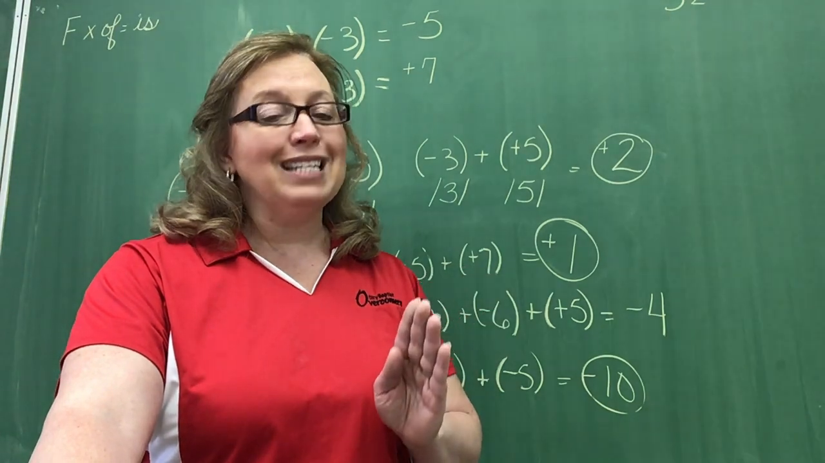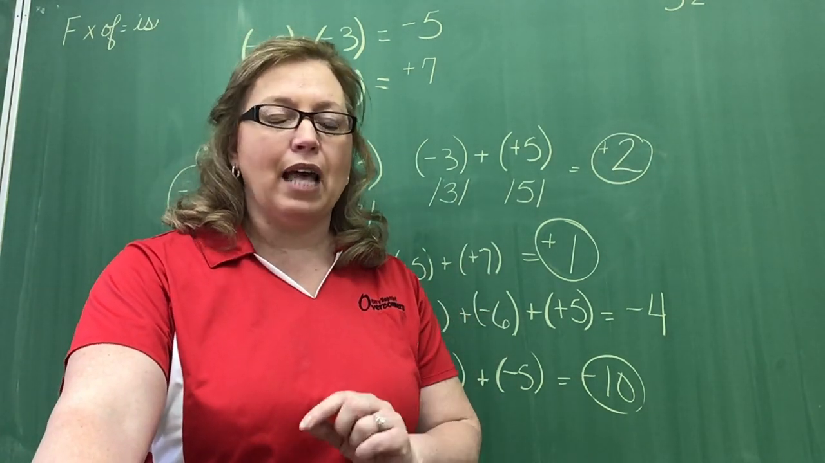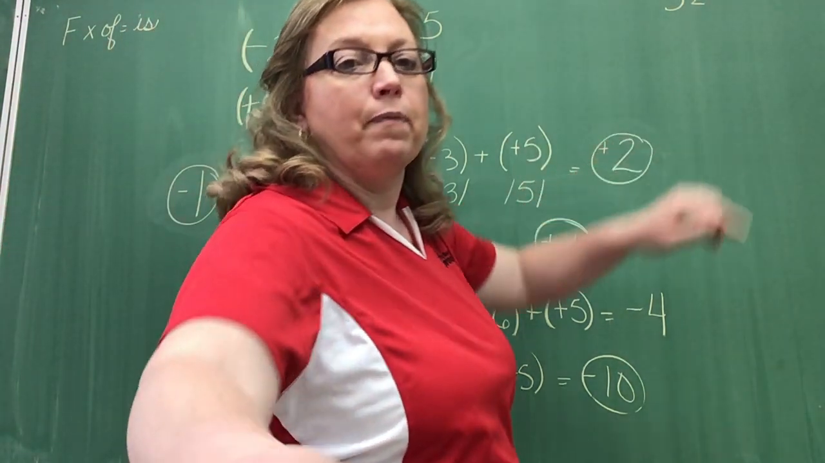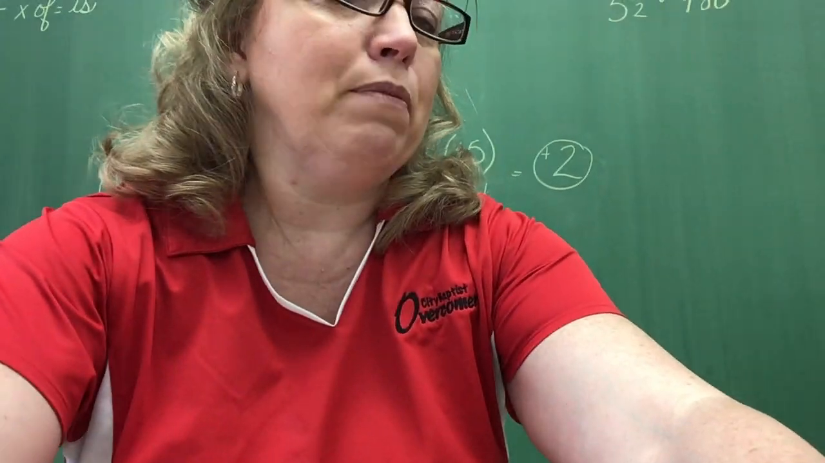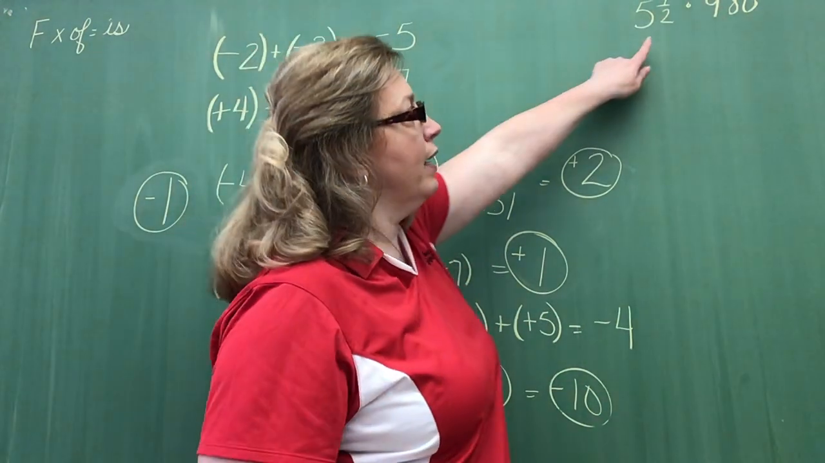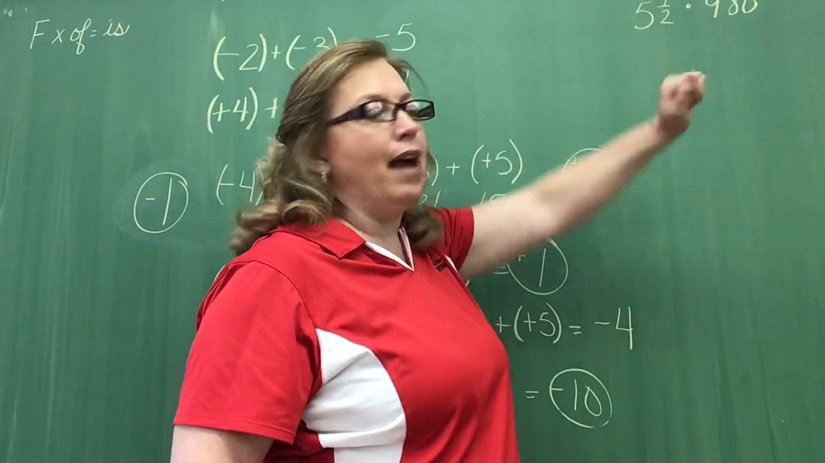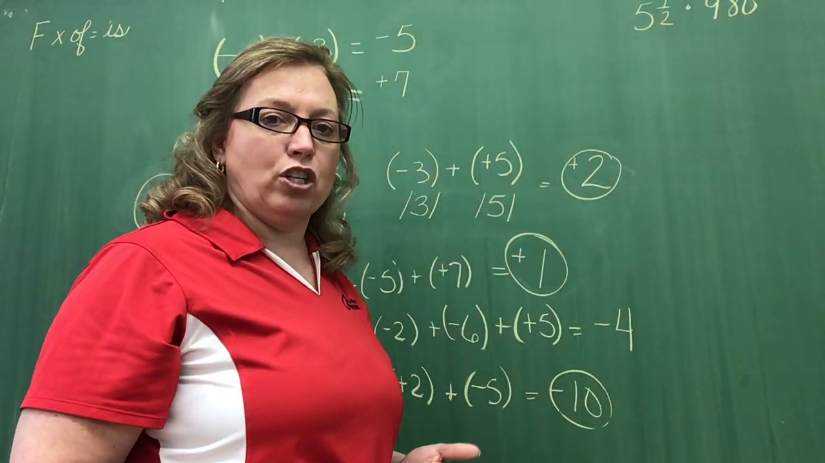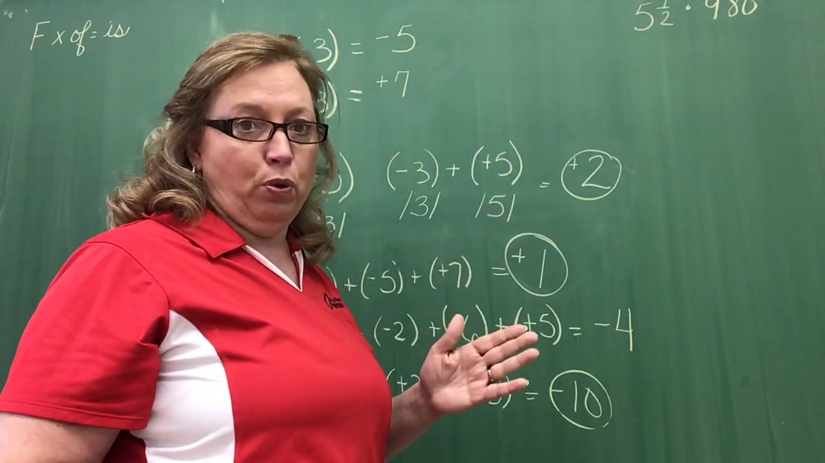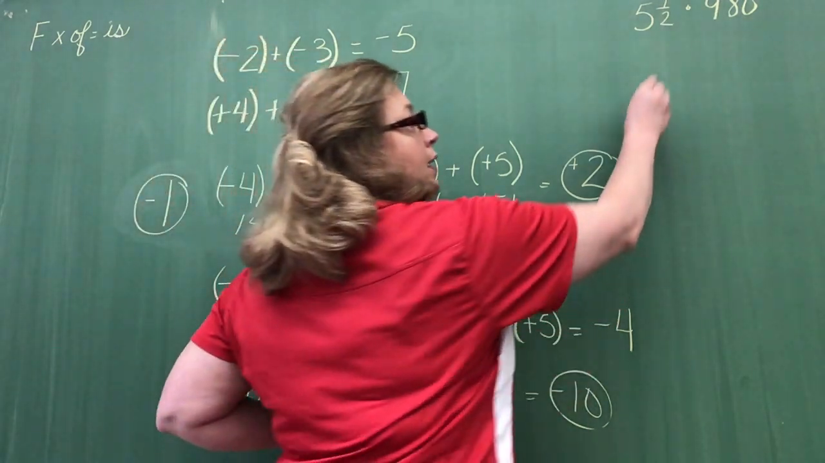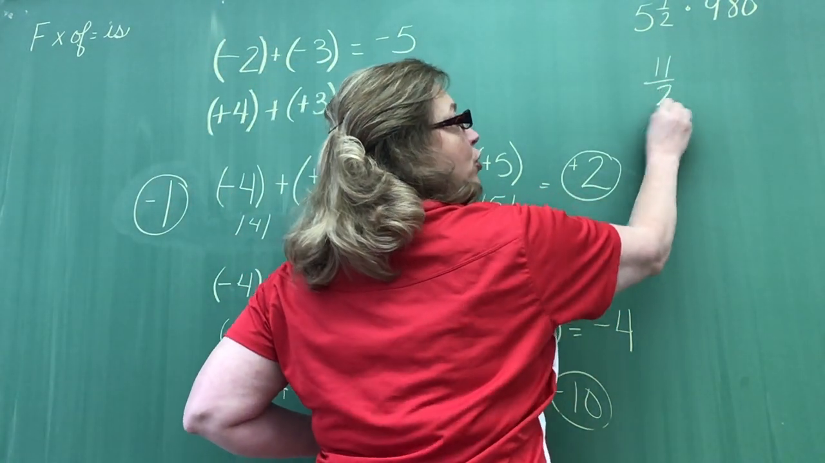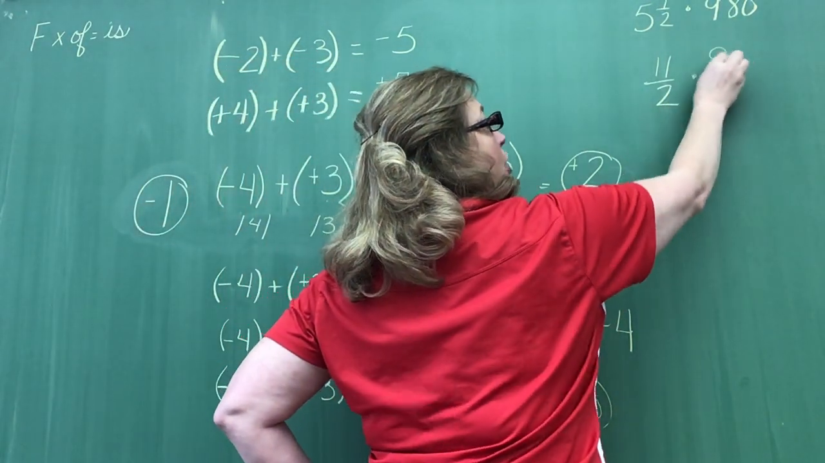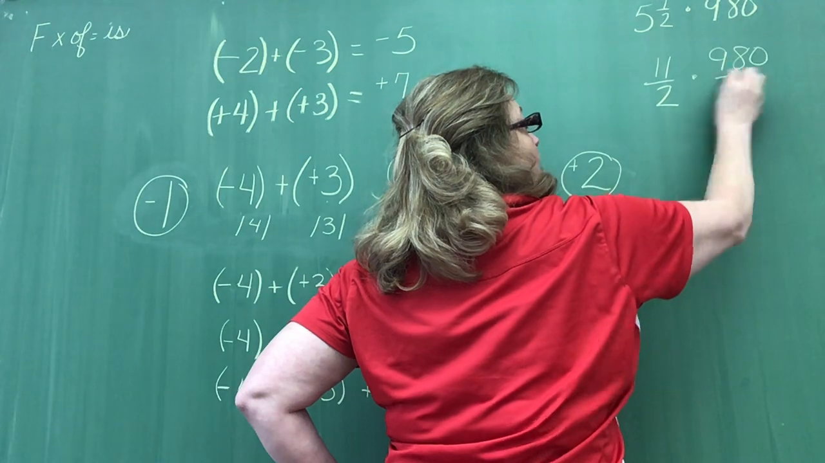Well, 5.5 times that number. So we're going to say to ourselves, what is 5.5 times 980? How do I do that? Well, change your mixed number to an improper fraction. 5 times 2 plus 1 is 11 over 2. 11 over 2 times the number we have, 980.